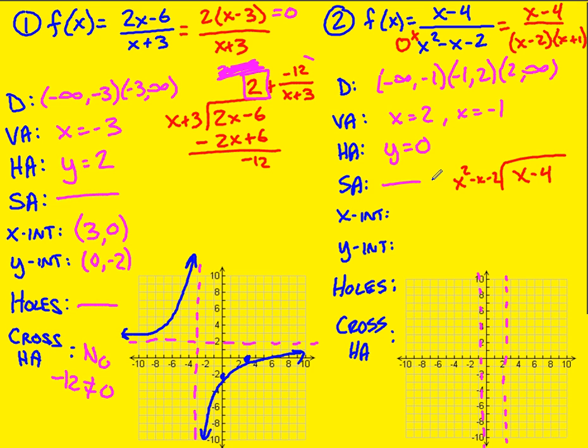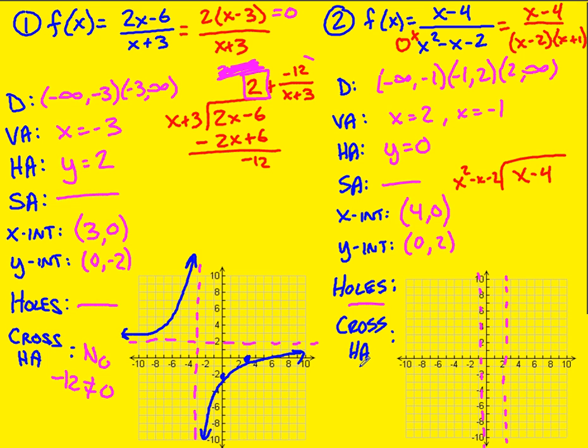So again, that means there's no slant asymptote. X-intercept, when I make the top equal to 0, that means I have the ordered pair (4, 0). And y-intercept, when I plug in 0, negative 4 over negative 2, gives me (0, 2). There are no holes because nothing canceled out.